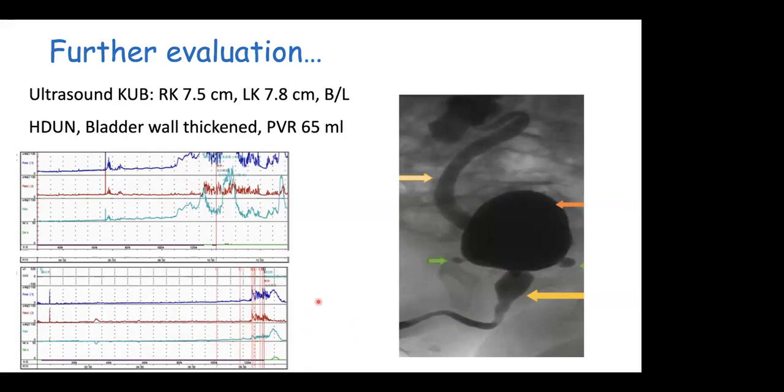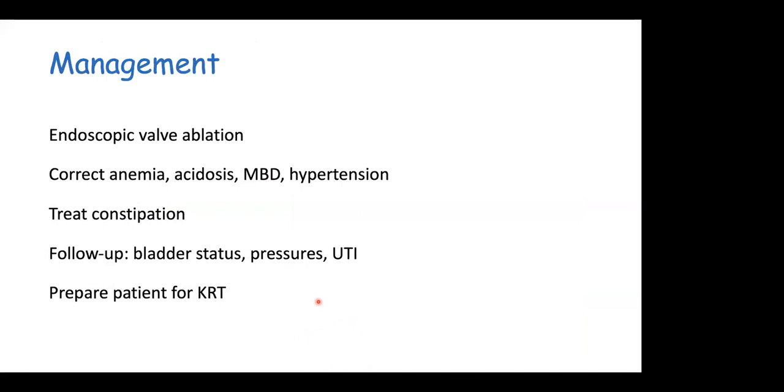Elevated pressure is bad and it will affect the upper tract. So now that this is a case of posterior urethral valve, apart from optimizing the child, the important intervention you will do here is to go ahead and do an endoscopic valve ablation. So you book a slot with the pediatric surgeons and go ahead and ablate the child.